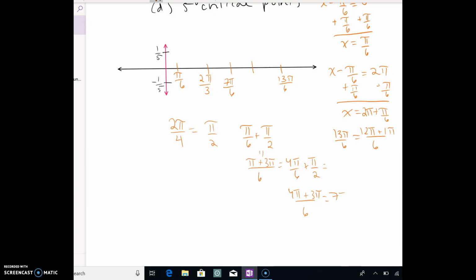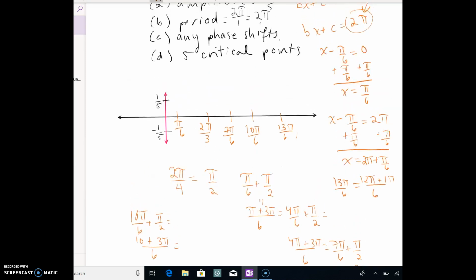And then 7 pi over 6 plus, one more time, pi over 2 takes us to, over 6, 7 pi plus 3 pi, 10 pi over 6. And then 10 pi over 6 plus pi over 2, we know this is going to give us 6, 10 pi plus 3 pi, which gives us 13 pi over 6, which is what our ending point is too. Okay, so let's figure out what the graph of this function looks like.